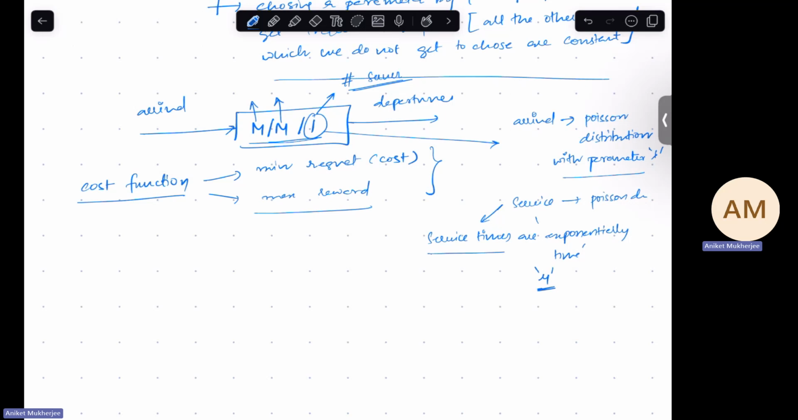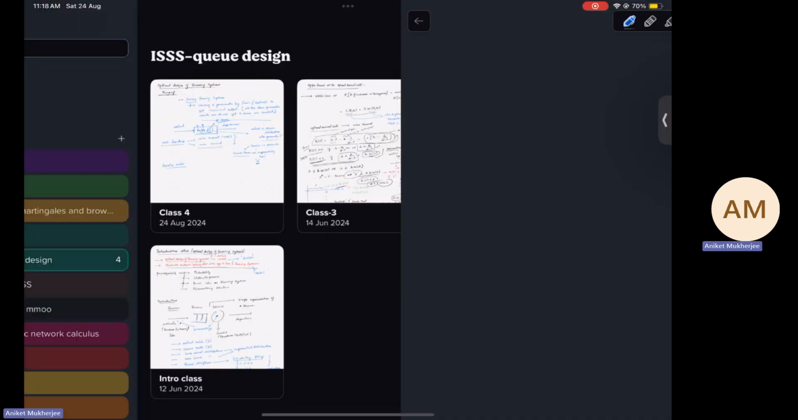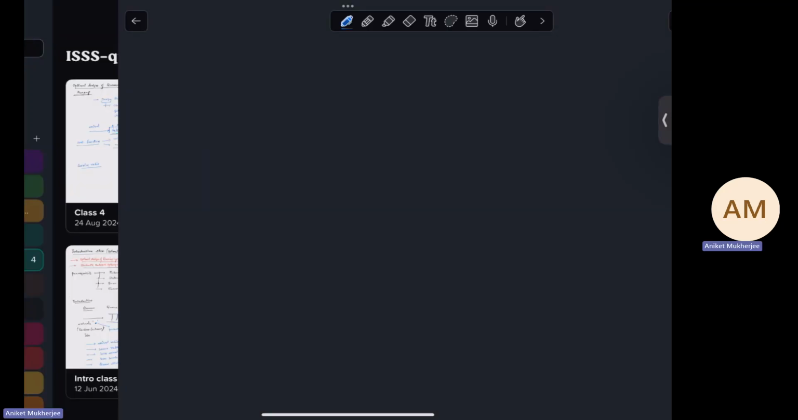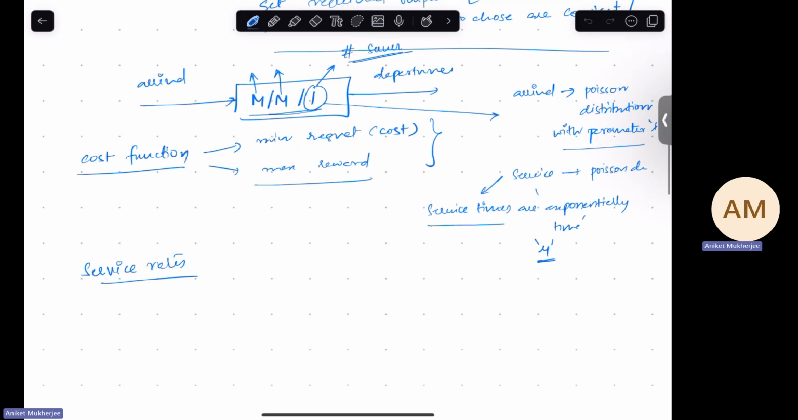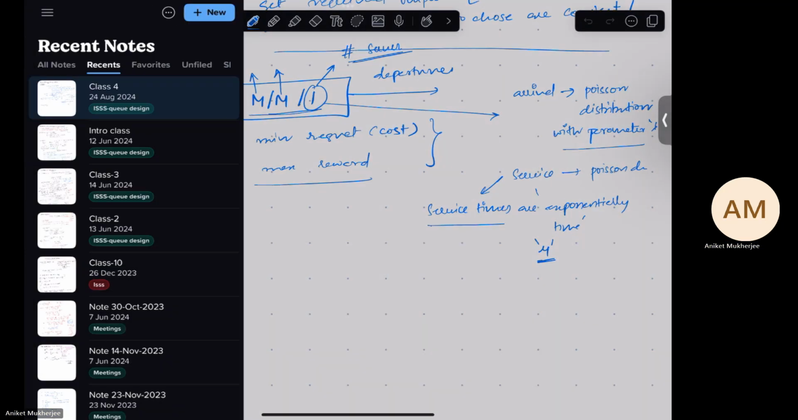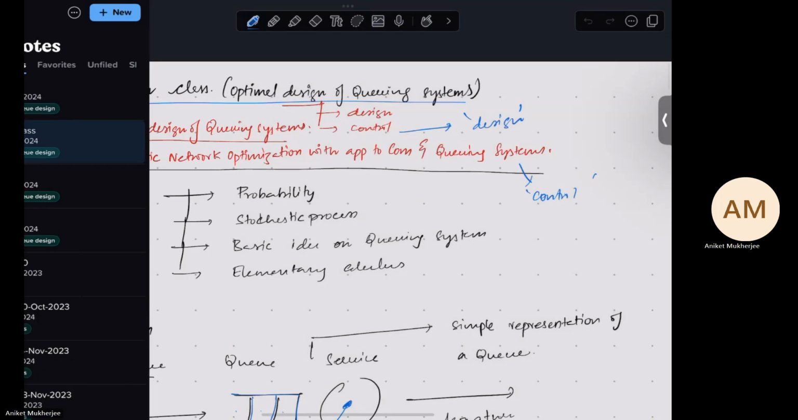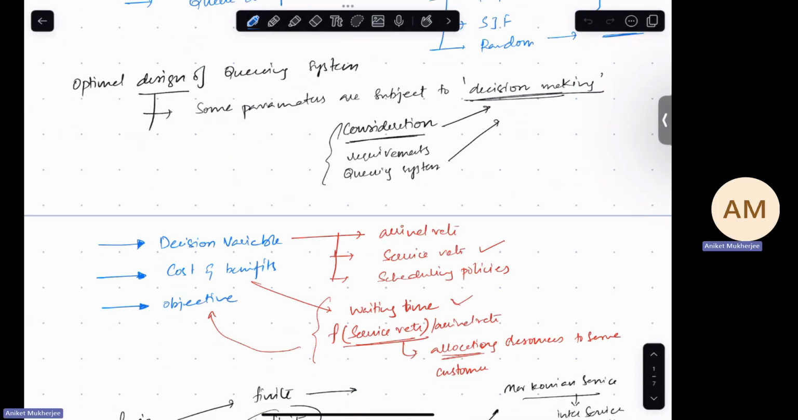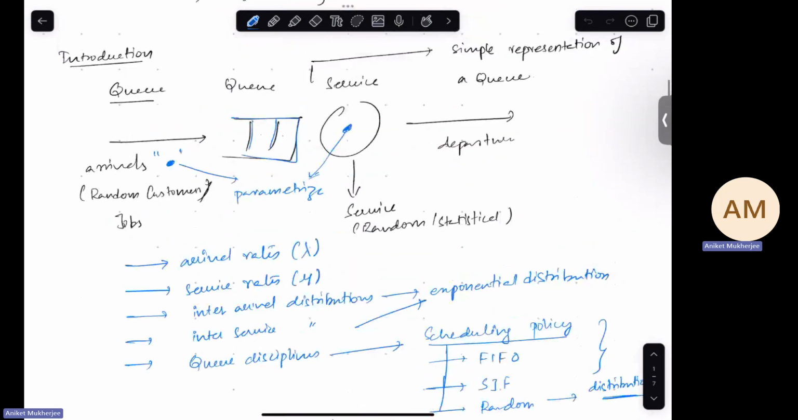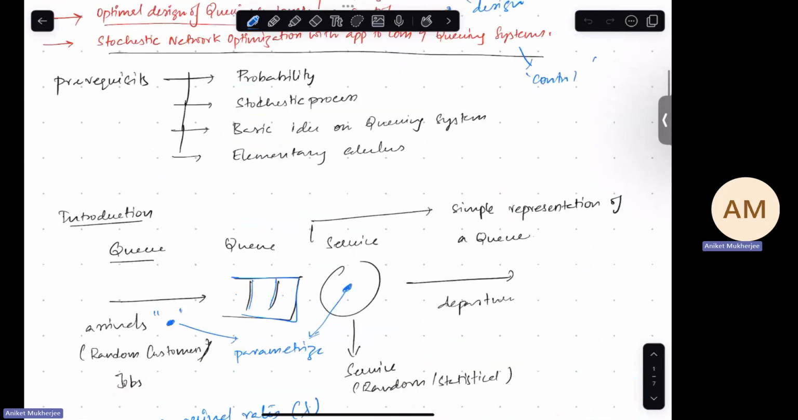So first we try to design service rates or arrival rates. Let me first go back and see what we discussed. Yeah, I'll just do a quick recap of what we were doing.